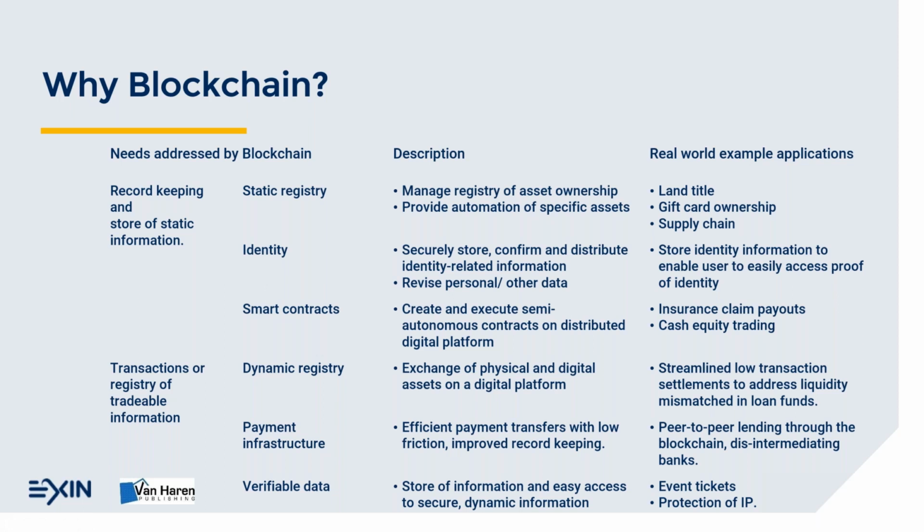McKinsey has done a good effort in setting up several categories for blockchain, and they created two main areas: the record keeping of static information and registry of tradable information. Basically, these are the six groups that we can use, and at the end I have some real world example of applications. I will come back to that later on as well.